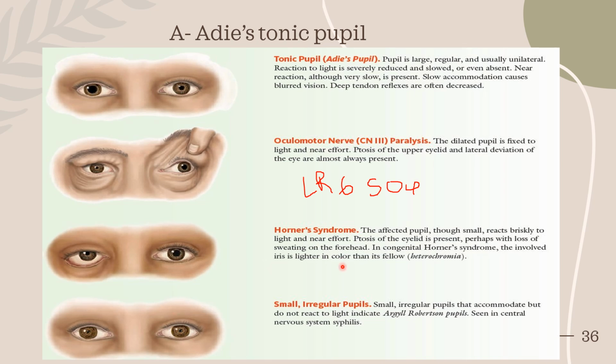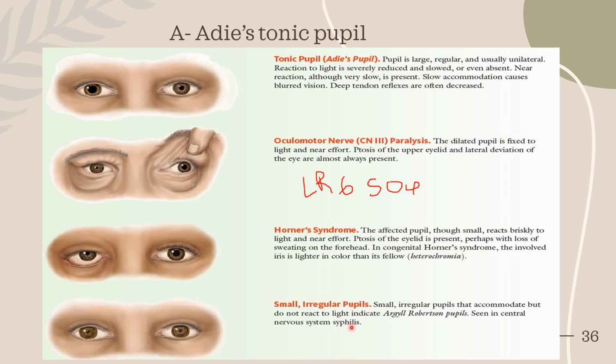Then there comes Horner syndrome, which is the defect with your sympathetic pathway. The eye is smaller than the normal eye. It reacts briskly to light and near effort, because there's no damage to either your second nerve or your third nerve. So the reflexes are okay. There will be ptosis, anhidrosis, and enophthalmos, and in congenital Horner's there can be the involved iris is lighter in color than its fellow, which is called heterochromia. That is, difference in color between the irises is called heterochromia.